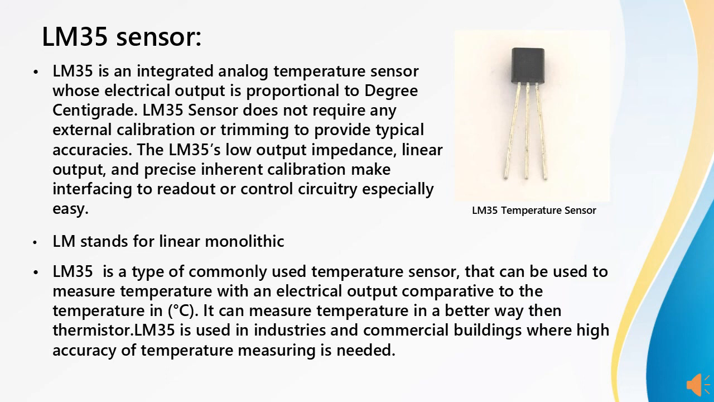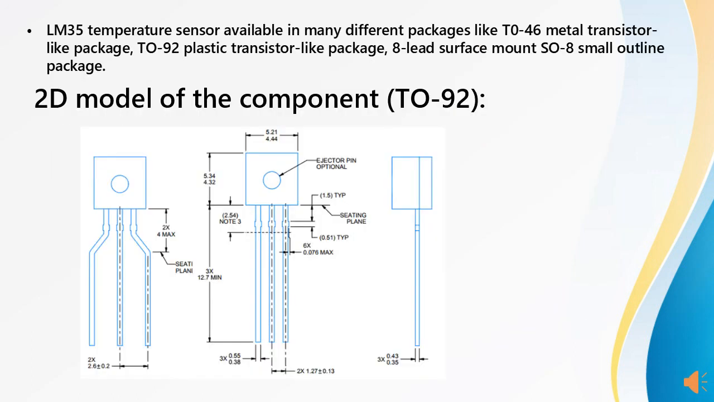It is a commonly used temperature sensor that can measure temperature with an electric output comparative to the temperature. It can measure temperature in a better way than a thermistor. It is used in industries and commercial buildings where high accuracy of temperature measuring is needed. The LM35 temperature sensor is available in many different packages like TO-46 metal transistor-like package, TO-92 plastic transistor-like package, and 8-lead surface mount SO-8 small outline package.